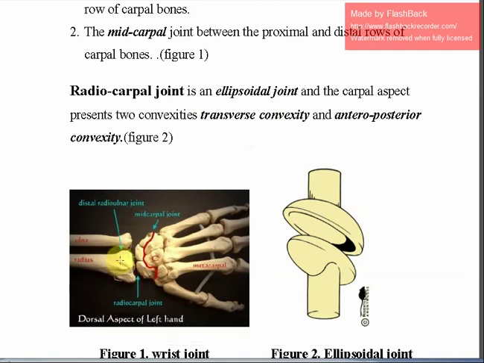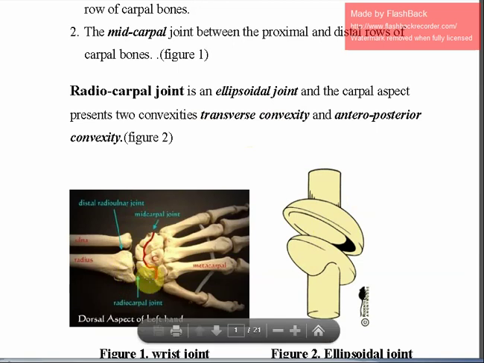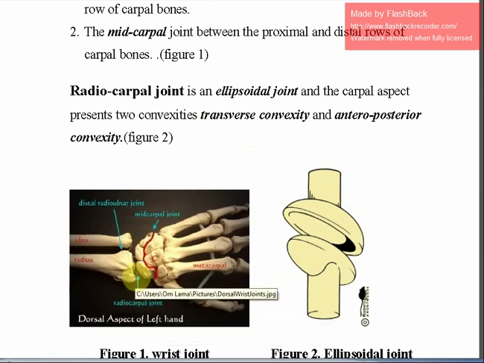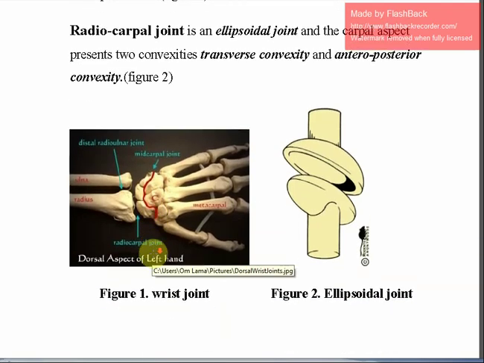So here in this picture you can see the distal radio-ulnar joint, that is the radius and ulna. Here is the radius and the carpal bones, that is the radiocarpal joint, the radius and the first row of the carpal bones. And this is the midcarpal joint, that is the joint between the proximal and the distal row of the carpal bones.